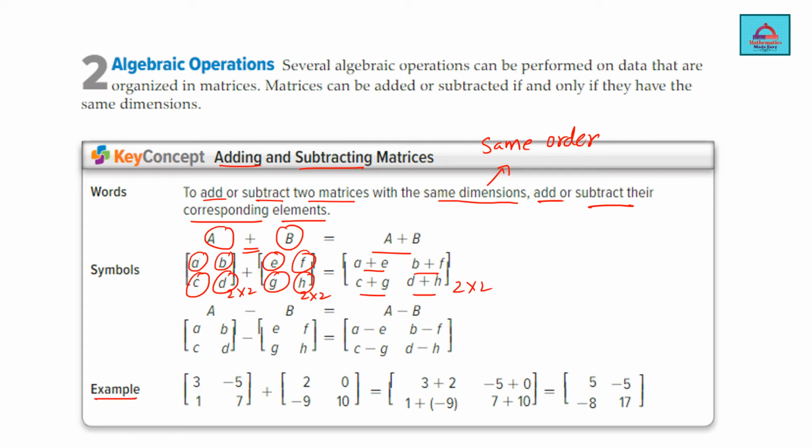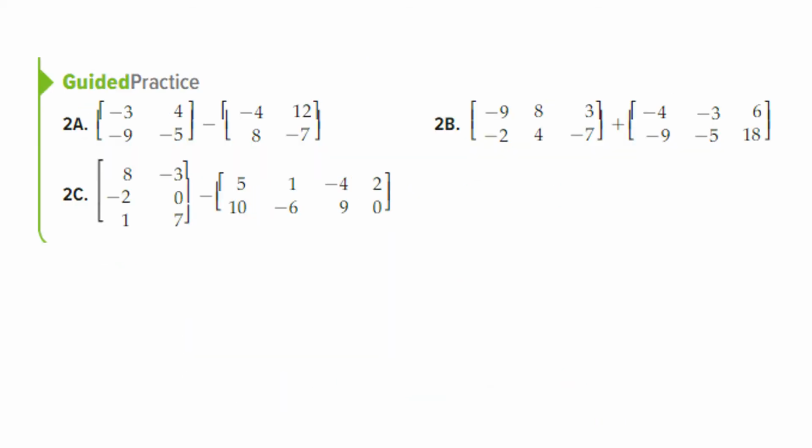You can have this example. So 3 plus 2 gives you 5. Minus 5 plus 0 gives you the same. 1 plus minus 9 gives you minus 8. 7 plus 10 gives you 17. So this is a very, very simple operation where you just add or subtract the corresponding element.